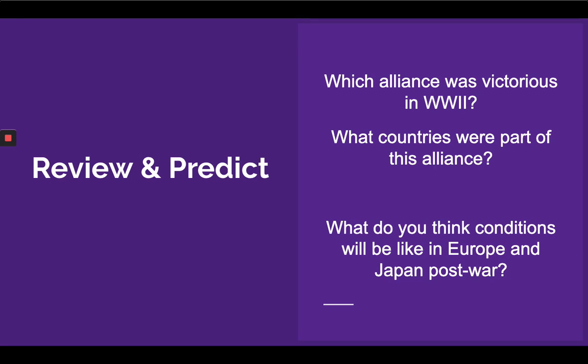So let's make some predictions about what we're going to talk about in this section of notes. What do you think conditions will be like in Europe and Japan after World War II is over? Some things to think about here are the countries in the alliance that faced defeat in World War II, like Germany and Japan in particular, and Italy. Think about the devastation caused by the atomic bombs that were dropped in Japan, in Hiroshima and Nagasaki. Think about what conditions would be like in those two cities.